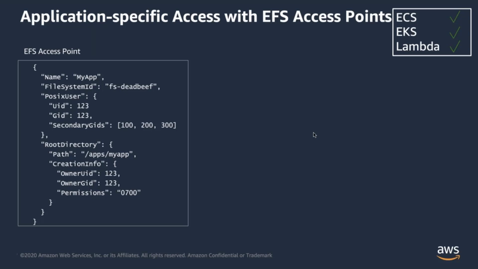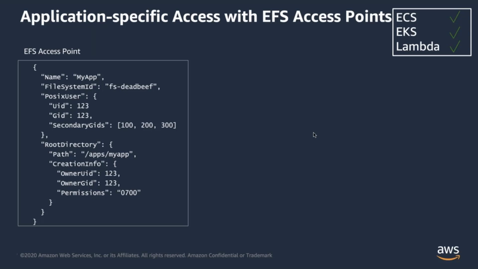Next, there's a root directory associated with it, which allows you to pick which directory your application sees as root. So it's not necessarily going to get dropped into the root of your file system. Each application can have its own home directory, so it has its own limited view of the overall data. And EFS will pre-create that directory with whichever permissions you choose.